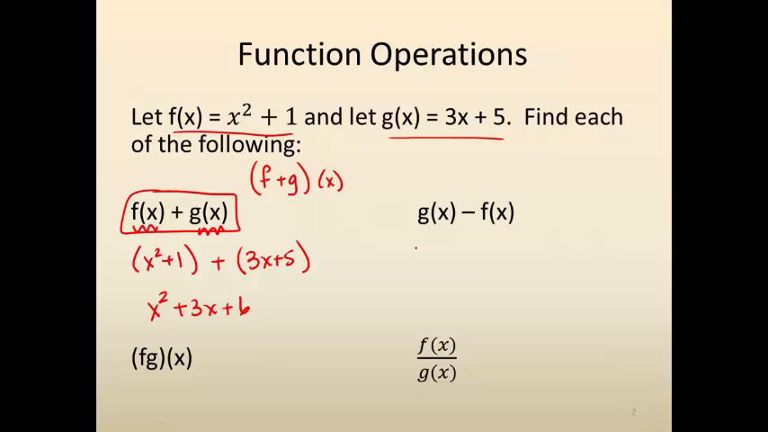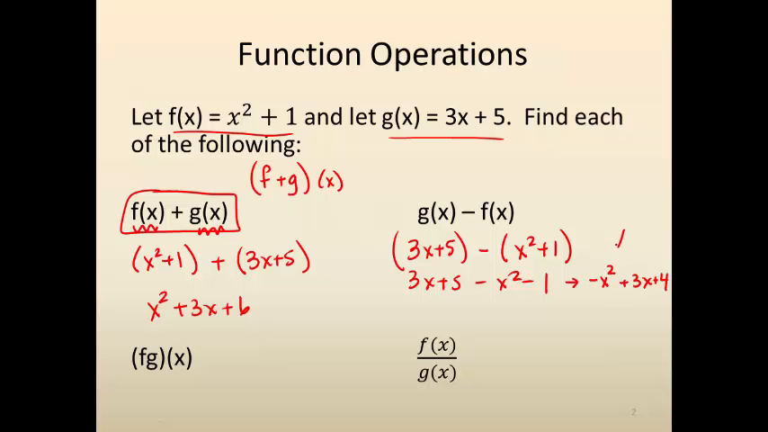In the next one, we're subtracting. So I'm going to take g of x, which is 3x plus 5, and I'm going to subtract x squared plus 1. So here the parentheses are extremely important because I am subtracting this entire thing. So I'm going to distribute that negative sign, and then I'm going to collect like terms. So this one is going to be negative x squared plus 3x plus 4. I did write this in standard form, which leads with the highest exponent first all the way down to the constant.